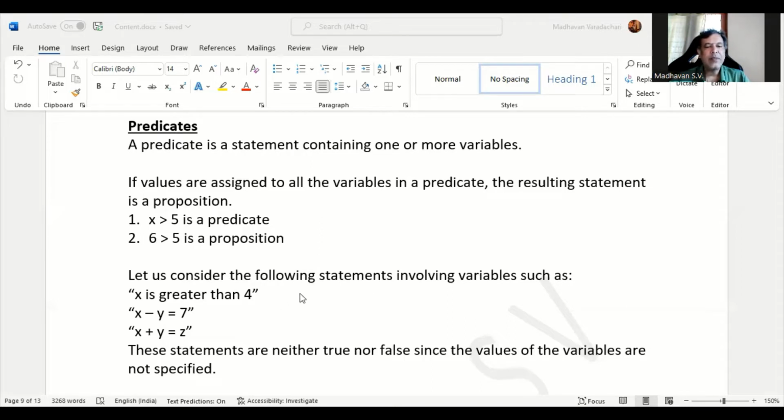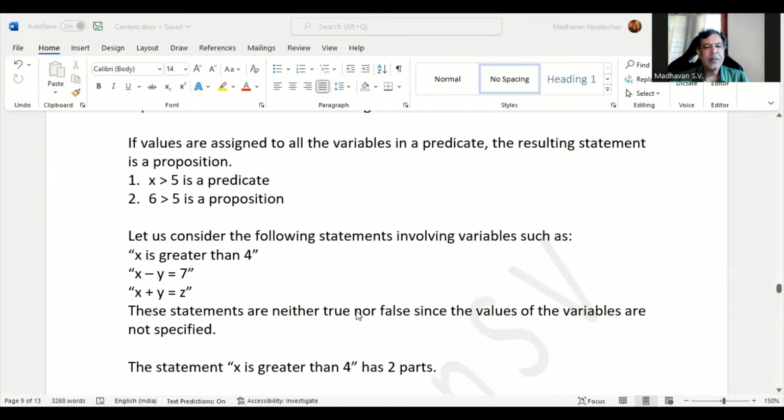So let us consider the following statements involving variables such as x is greater than 4, x minus y equal to 7, x plus y equal to z. In the first statement, there is only one variable. In the second statement, there are two variables, x and y. In the third statement, there are three variables, x, y, and z. All these are considered to be predicates. So these statements are neither true nor false since the values of the variables are not being specified.